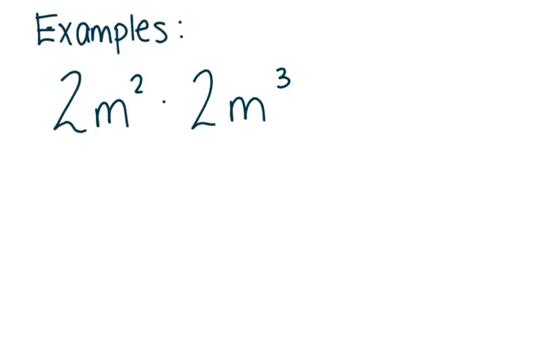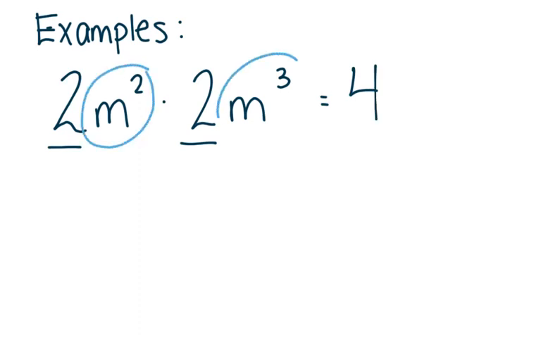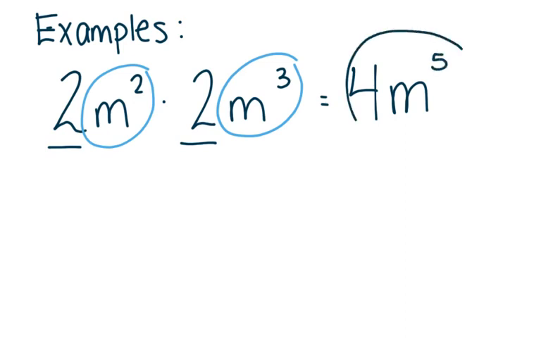Okay. The first thing that I don't want you to forget is that you still do normal things like multiplying the numbers. We are multiplying these two quantities together. 2 times 2 is 4. Now we're going to take care of the m squared times m to the third. Those are the same base, so all we need to do, because we're multiplying, is add the exponents. 2 plus 3 is 5, so my answer is 4m to the 5th power.